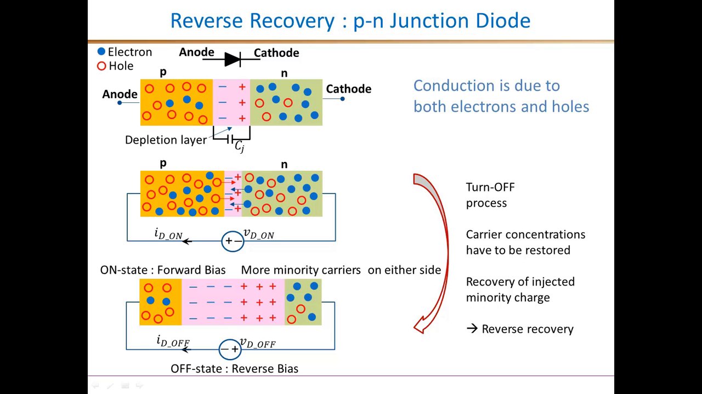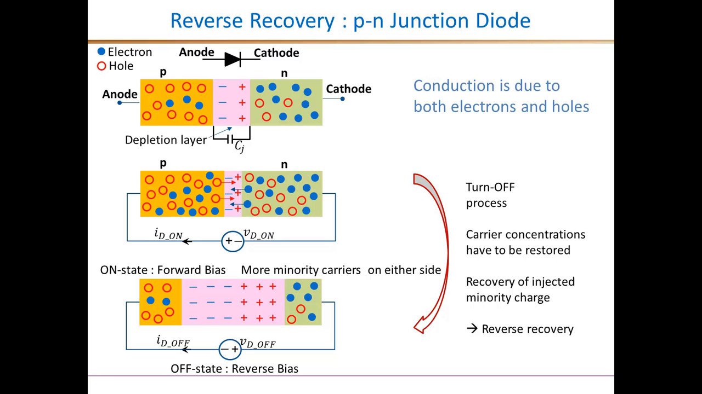In the process, what we do have are a large number of minority carrier electrons on the P side, and similarly a large number of minority carrier holes on the N side. So therefore, to turn off the diode, these minority carriers, the holes on the N side and the electrons on the P side, have to be removed by hole-electron recombination or otherwise.